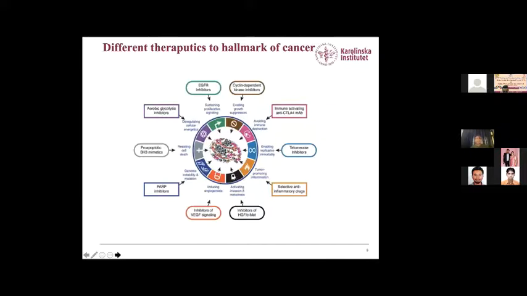So based on that, scientists around the world have made a lot of different inhibitors against every hallmark. EGFR signaling is there, the EGFR inhibitor is there, which inhibits growth-proliferating signaling. They have the cyclin-dependent CDK kinase inhibitors, and there are a lot of cell cycle inhibitors. What they do is try to stop the growth, and then they have the immune checkpoints.